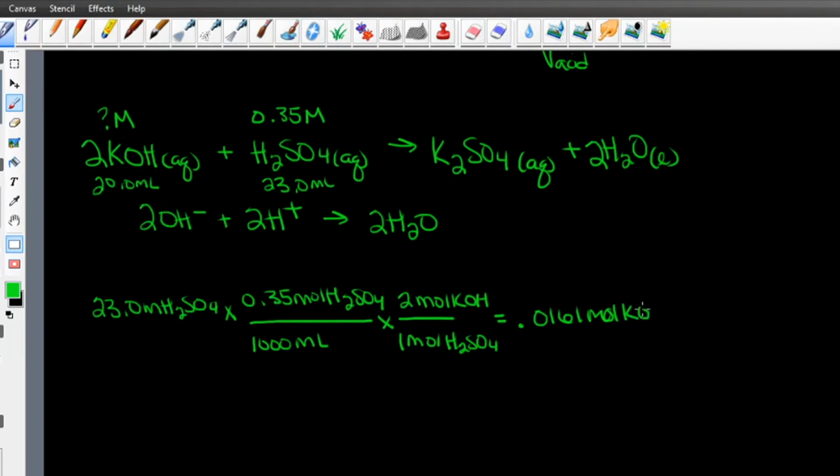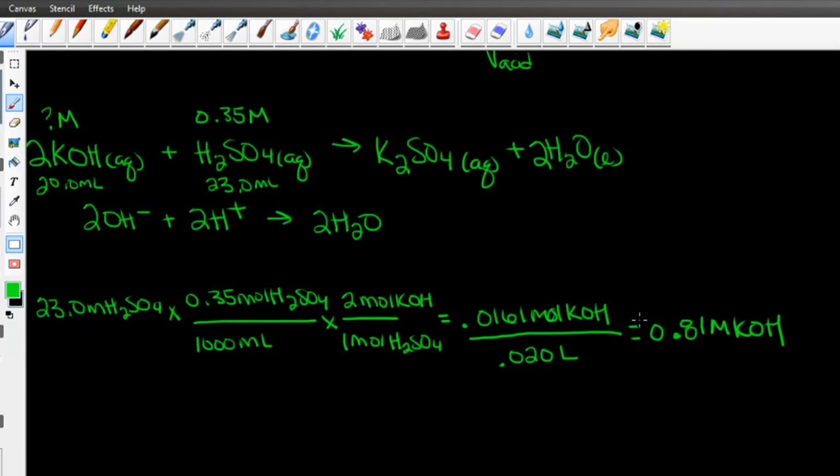This is how many moles of potassium hydroxide we neutralized. And if we want to know the molarity, now all we have to do is divide by the liters that were neutralized, 0.020 liters, which gives me a molarity of 0.81 molar KOH. Voila. We have calculated the molarity of an unknown species.